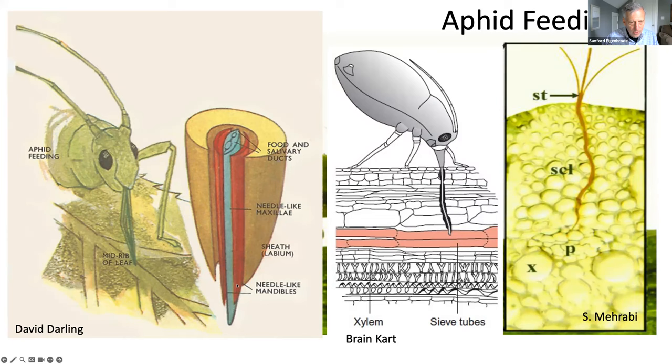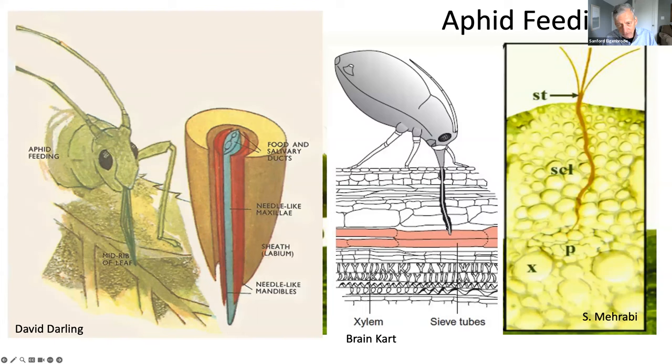And they feed on phloem. So if you're familiar with the way plants are constructed, higher plants will have phloem. This is rich in nutrients, and that's what they feed on. They pierce through all the other tissues until they find the phloem.